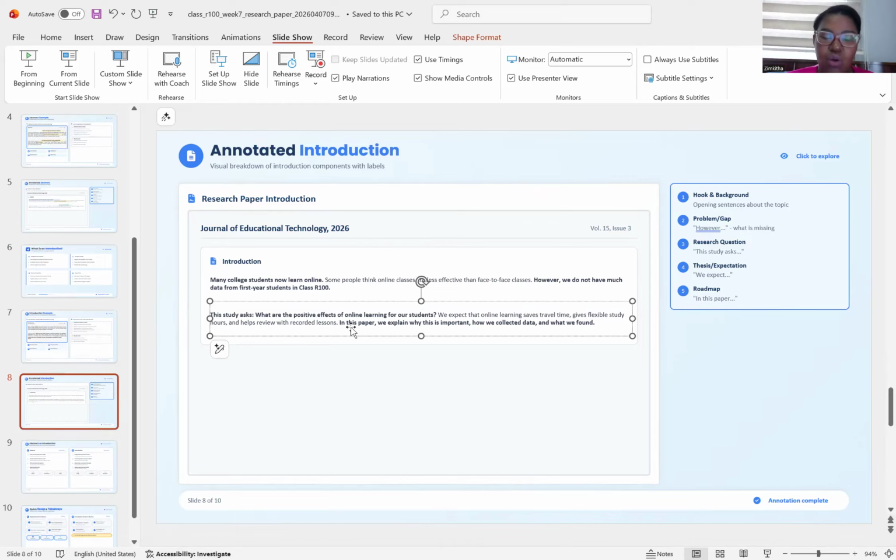It tells us where this research is going by saying in this study, we ask the positive effects of online learning for our students. All right. And it kind of tries to predict or expect that online learning will save time, give flexibility in study hours, and help students review their recorded lectures. In this paper, we explain why this is important, how we collected the data, and what we found. This is what an introduction in a research paper would look like.